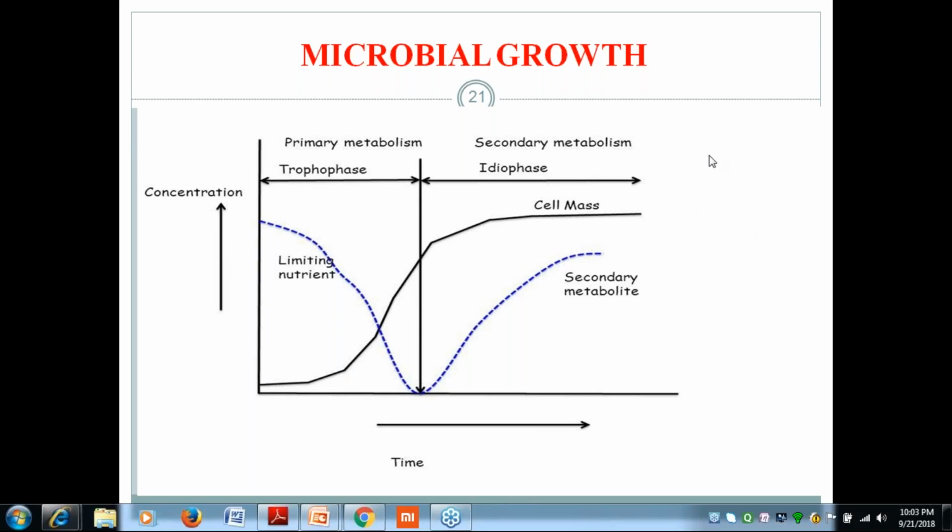As far as microbial growth is considered, now see this graph. I'm not able to highlight it. Sorry for that, because I'm doing it for the first time. In this graph, you can see the concentration against time.